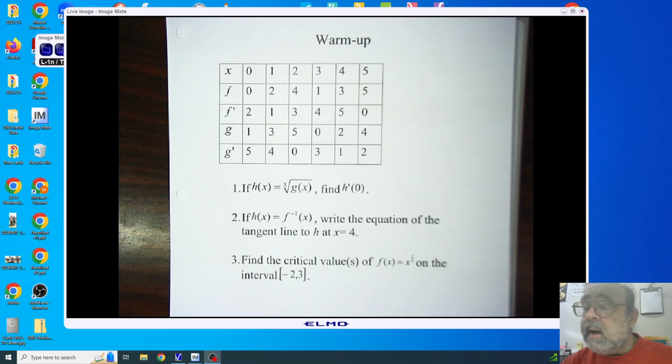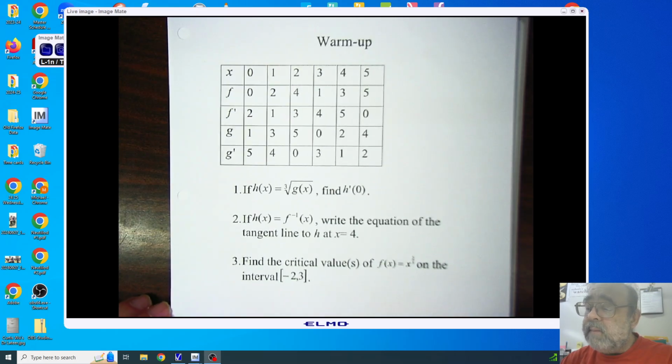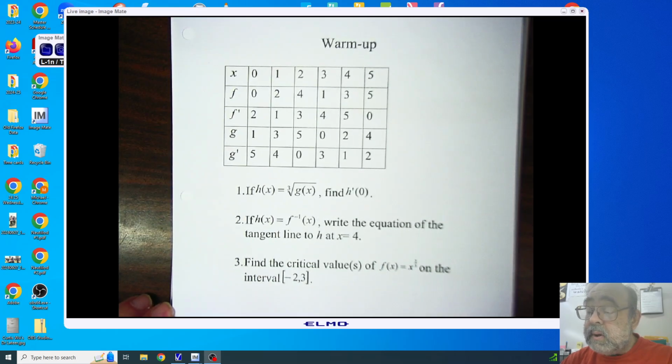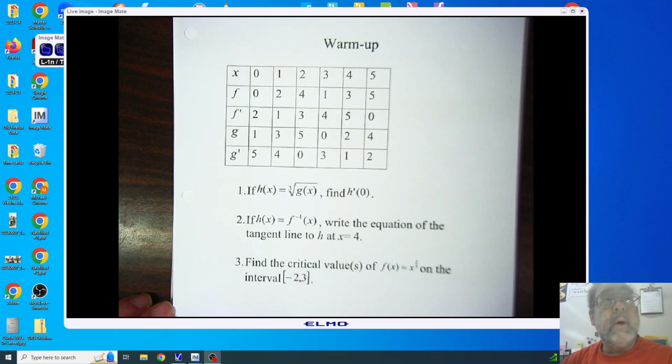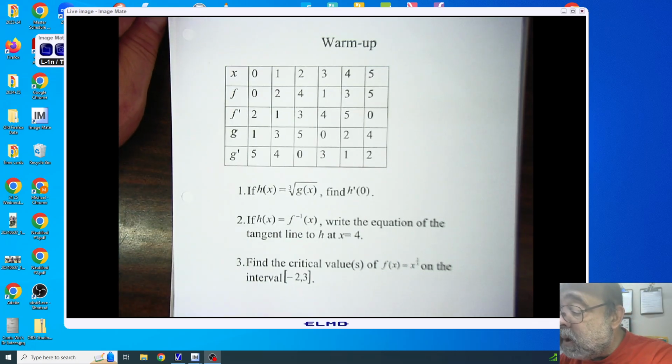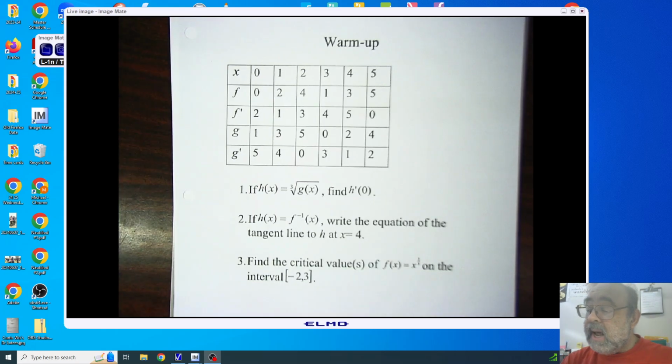Today we're going to be taking a look at a warm-up that involves working with our derivatives and a chart, be it an inverse or be it the chain rule. We also have a question that involves the critical values of a function x to the 2/3 power on the open interval from -2 to 3. So I'd like to begin with our first question.